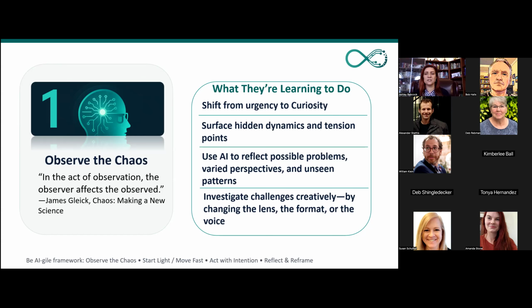Surface hidden dynamics, tension points. So maybe they don't understand the assignment fully, or there's a skill that they haven't quite developed yet. There could be a lot of tension points. We want to use AI to reflect possible problems, varied perspectives, unseen patterns. Thought partner, right? Not replacement for them. So if they don't have the teacher there to bounce ideas or a classmate, they can use AI to do so instead of using it to create their work. So this is about investigating challenges creatively by changing the lens, the format, or the voice.